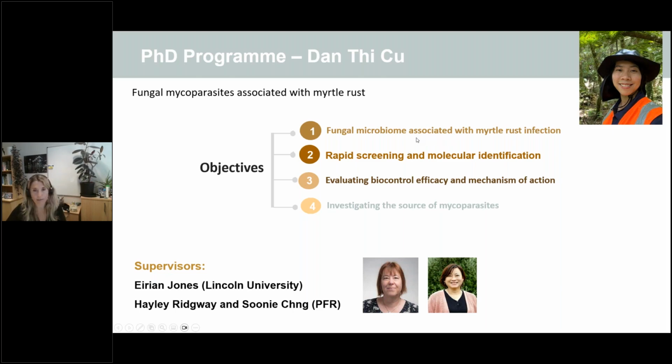So looking at the microbiome associated with myrtle rust infection, screening and identification of the organisms she recovers, and then evaluating their biocontrol efficacy and looking at their mechanism of action. And if she has time, we'd like to know where these mycoparasites are coming from. They've probably not been co-imported with the rust. They're probably from our native Myrtaceae species in New Zealand.